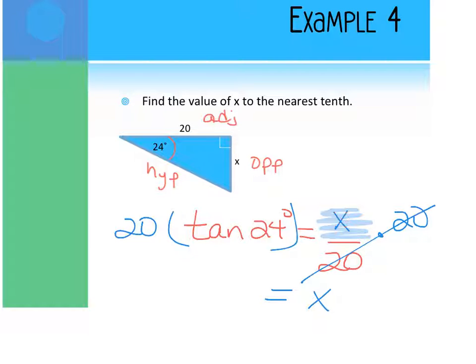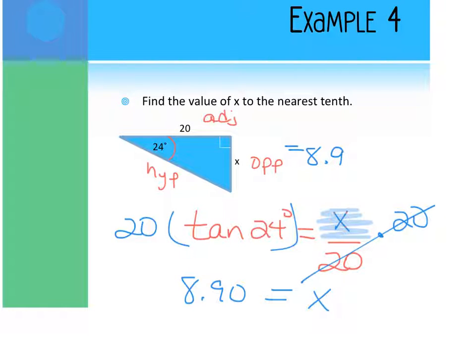So when I go ahead and hit tan 24, you should have gotten like 0.44522, times that by 20, and this missing side is going to be 8.90. Again, they're going to tell you what to round it to. We'll just make it 8.9. And it seems reasonable because my adjacent leg was 20, and that leg definitely looks smaller.